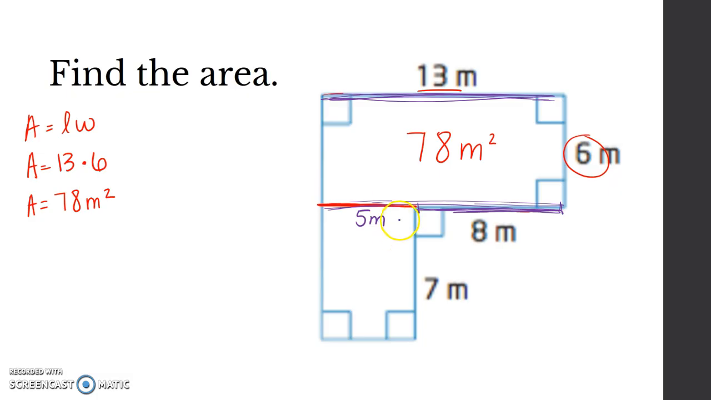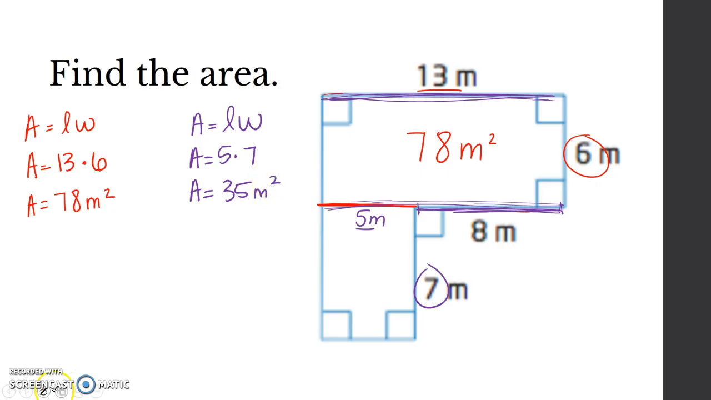So now we're given enough information to find the area of this smaller rectangle. Again, since it is a rectangle, it's length times width. Same formula, just different numbers now. The length we're going to say is 5 meters. The width will be 7 meters. So this area, we get 35 meters squared.